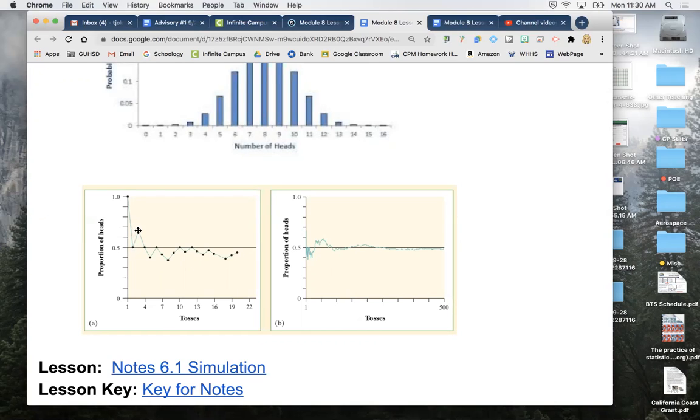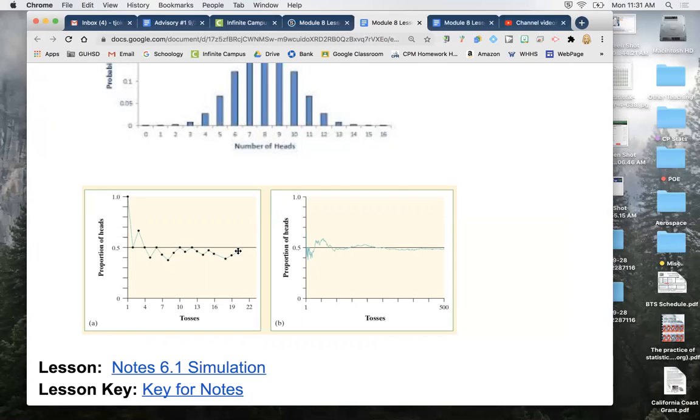Then you can see it wavers. They must have got a heads, then a tails to bring it back down, another tails. But you can see this heads and tails balancing back and forth. And as you can see, it's getting smaller and smaller because it's getting closer to that probability of 50%.